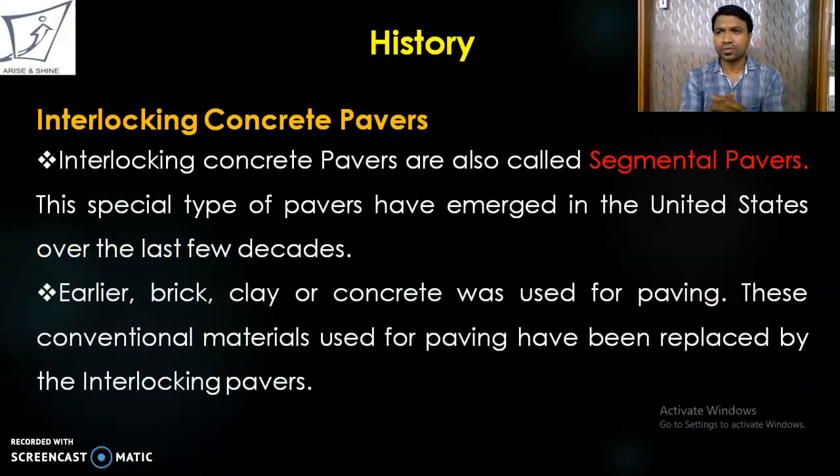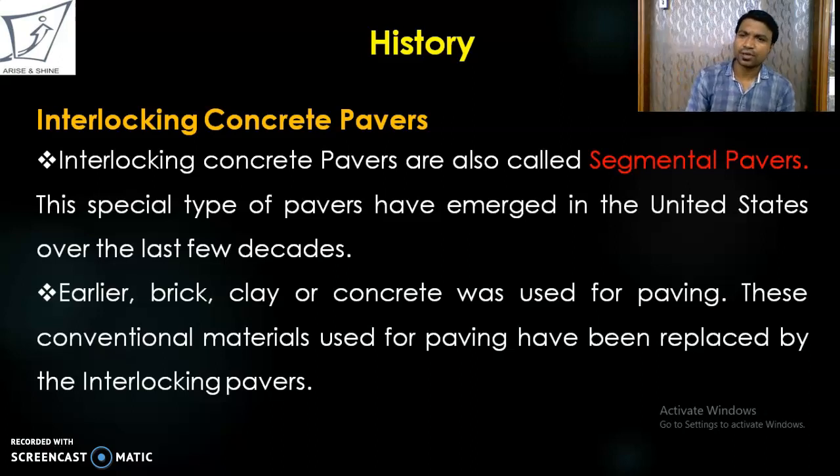History. Holland developed this paving block in the 1950s, but it is not Holland only. It was started from the Roman era. So interlocking paver block or interlocking concrete paver are also called segmental paver. This special type of paver has emerged in the United States over the last few decades.